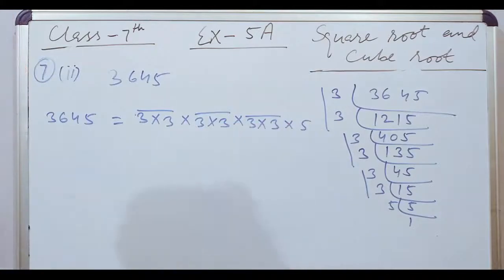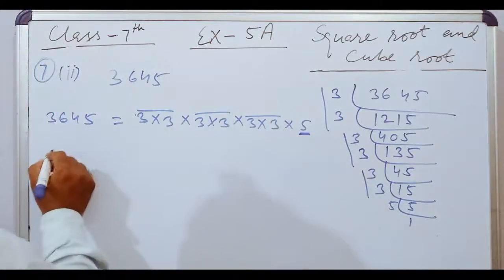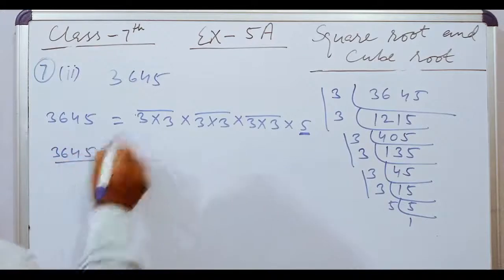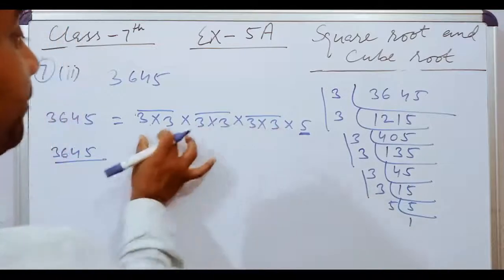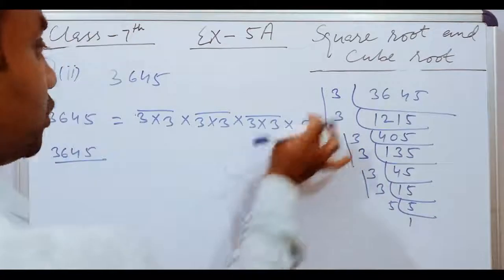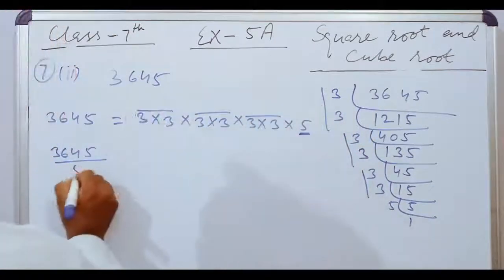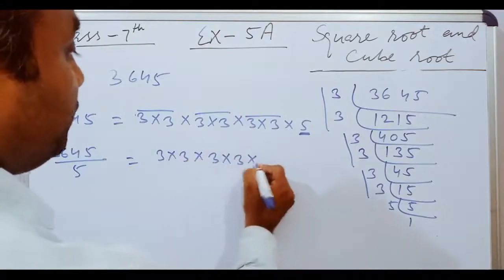So by which number should it be divided to get a perfect square? If we divide by 5, it will be a perfect square. Pair means it should be in pairs: 3 pair, 3 pair, 3 pair, but a 5 pair is not there. So we will divide it by 5, and 5 will be removed. Now it will be in pairs.